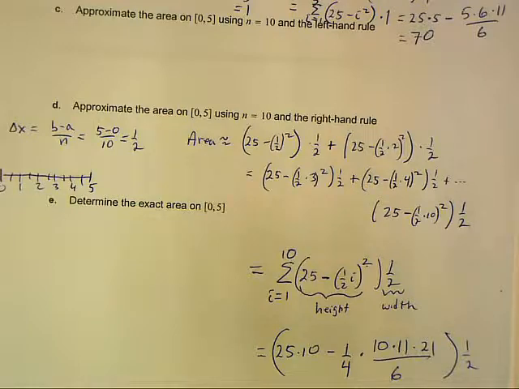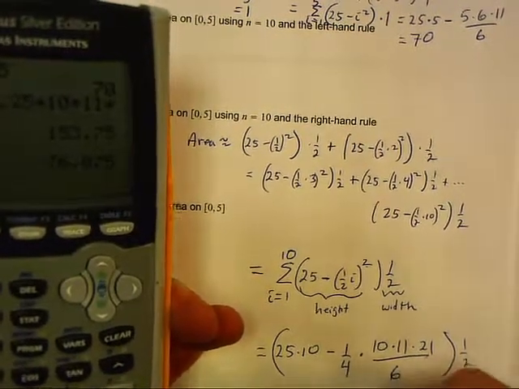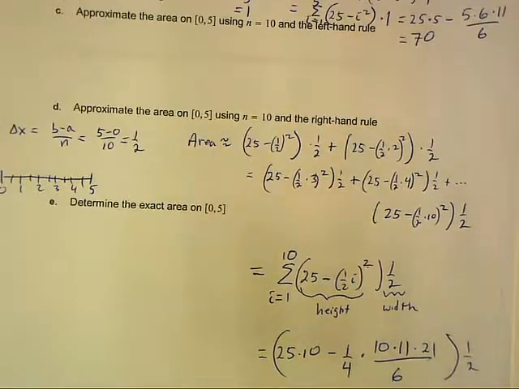Okay, so that's going to be, I grab my calculator, 25 times 10 minus 1/4 times 10 times 11 times 21 divided by 6. Take that whole answer and multiply it by a half. I get 76.875. Would it be a half or would it be 5?